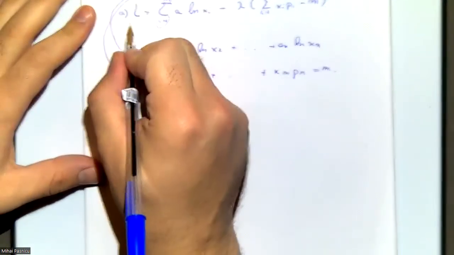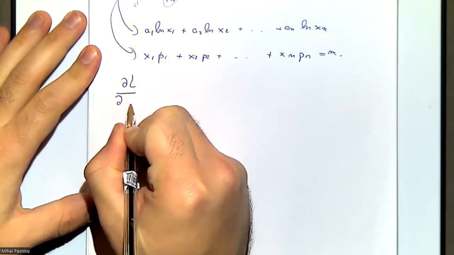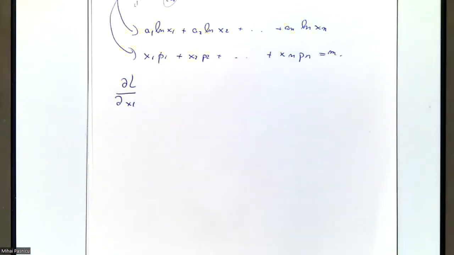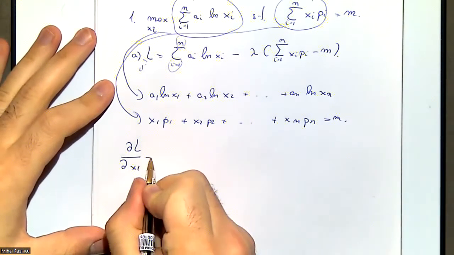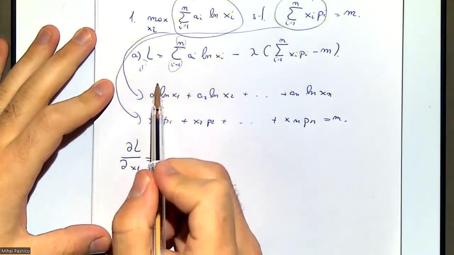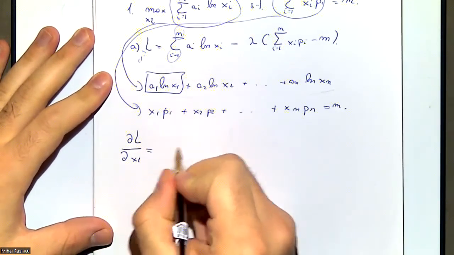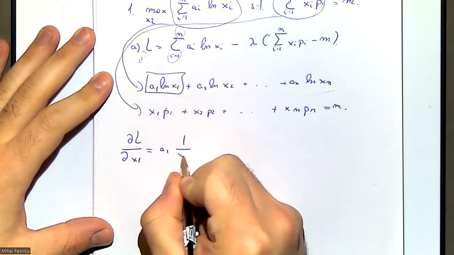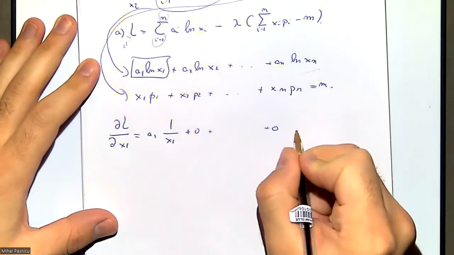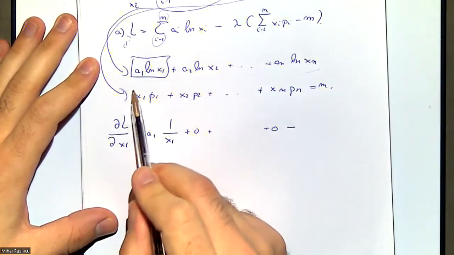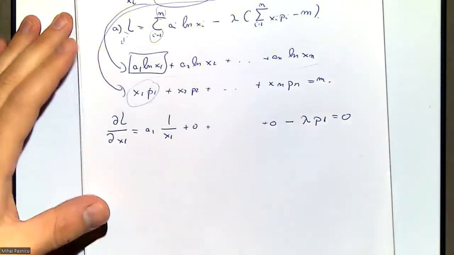Okay, so I have this, and I'm going to take the derivative of this thing. So I'm going to have the derivative of L with respect to, for example, x1. I could write this right off the bat for xi, but I want you to understand first: when I'm writing for x1, in this sum, I only have x1 in this one term. So the derivative would just be a1 times 1 over x1, plus 0, 0, 0, etc. Minus lambda, and I have x1 here as well, only here, the others are 0, so it would be just lambda p1. This is equal to 0.